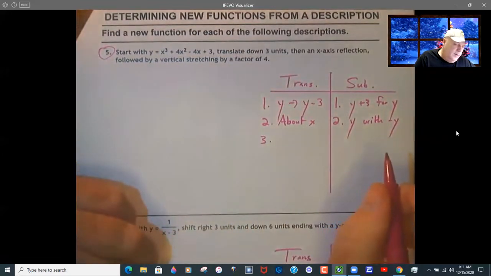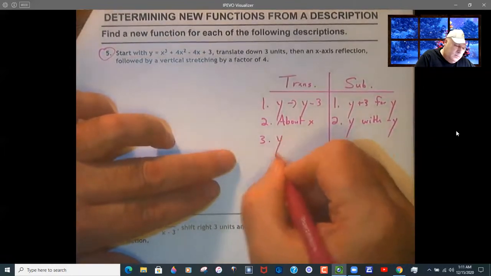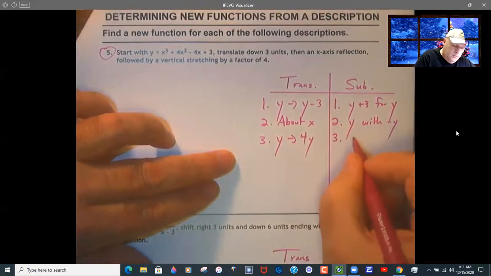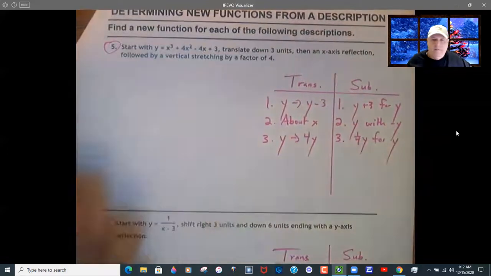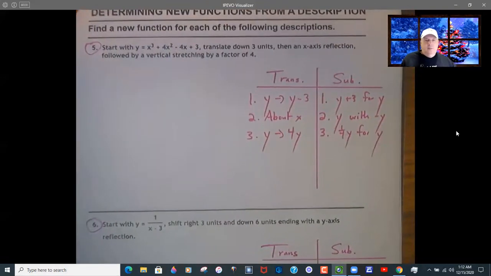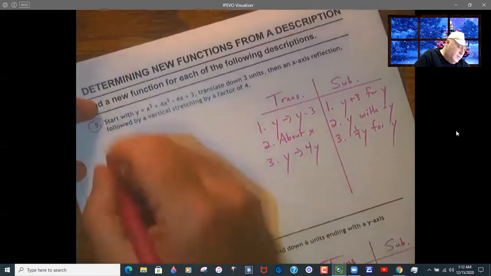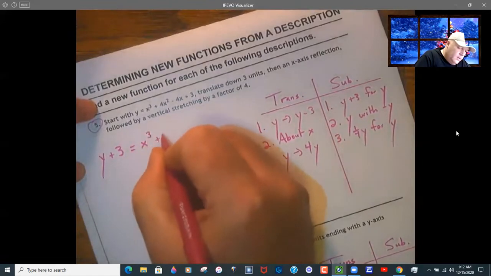And then 3 followed by a vertical stretching by a factor of 4. So 1/4 y will go in for y. So you just have to think of the inverse. That's where the difficult thing can come in. And make sure you substitute the correct thing in as you're doing your work.